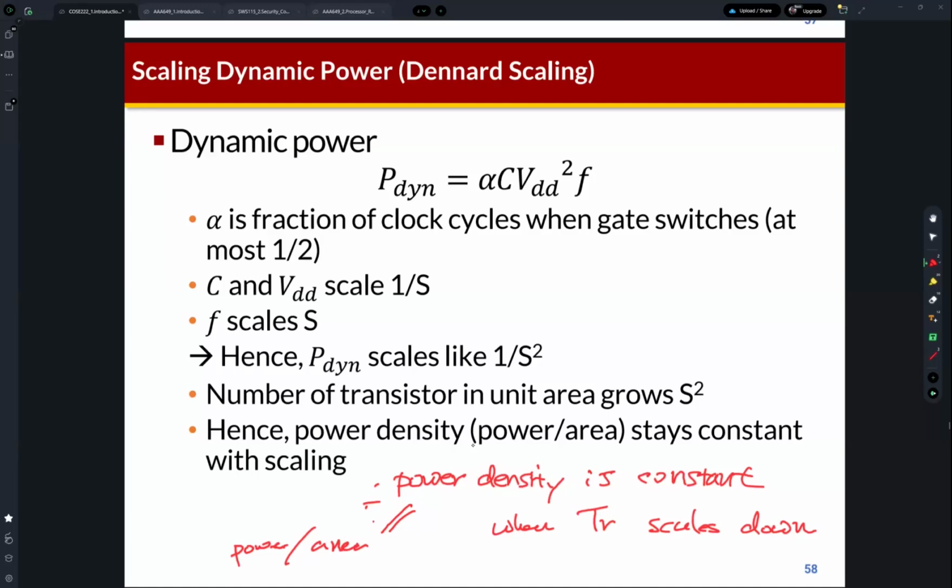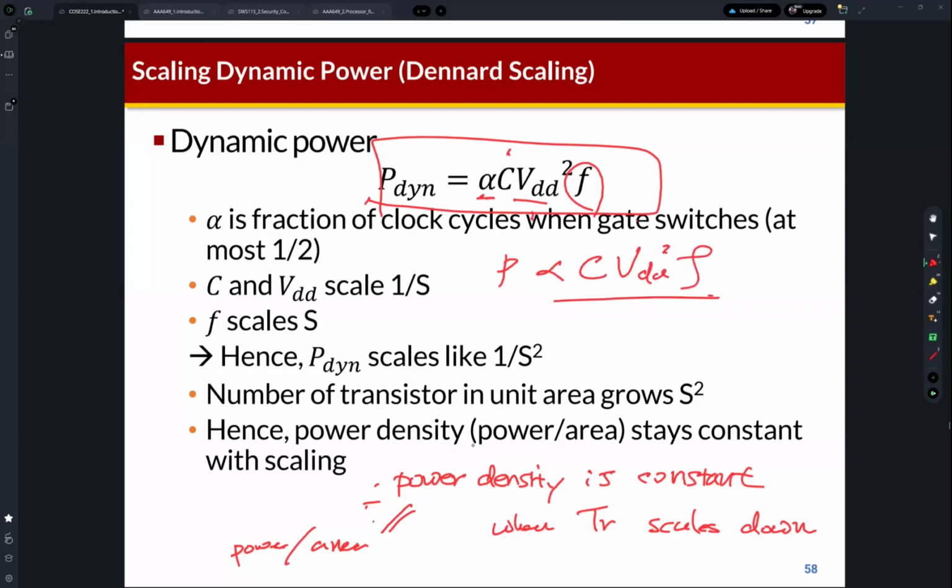Because of this factor, this is the dynamic power equation. It's the same as the equation we learned: C is the capacitive load, VDD is the supply voltage, F is the frequency, and alpha is the activity factor. I said that P is proportional to C, VDD squared, and F, right? The same equation.